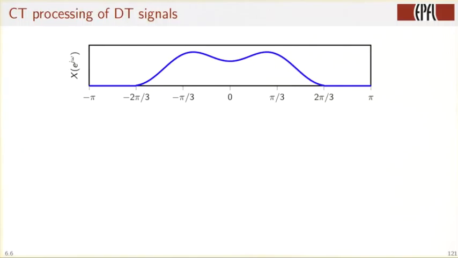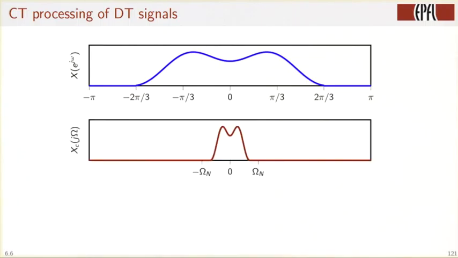Let's look at an example with a specific spectrum. Here we have the blue spectrum. It's a discrete time spectrum, so it's 2 pi periodic, but it's only different from 0 between minus 2 pi over 3 and 2 pi over 3. We map it to a continuous time spectrum, Xc, which is necessarily between minus omega N and omega N by interpolation, and it is smaller than this particular support because it was not a full spectrum to begin with.